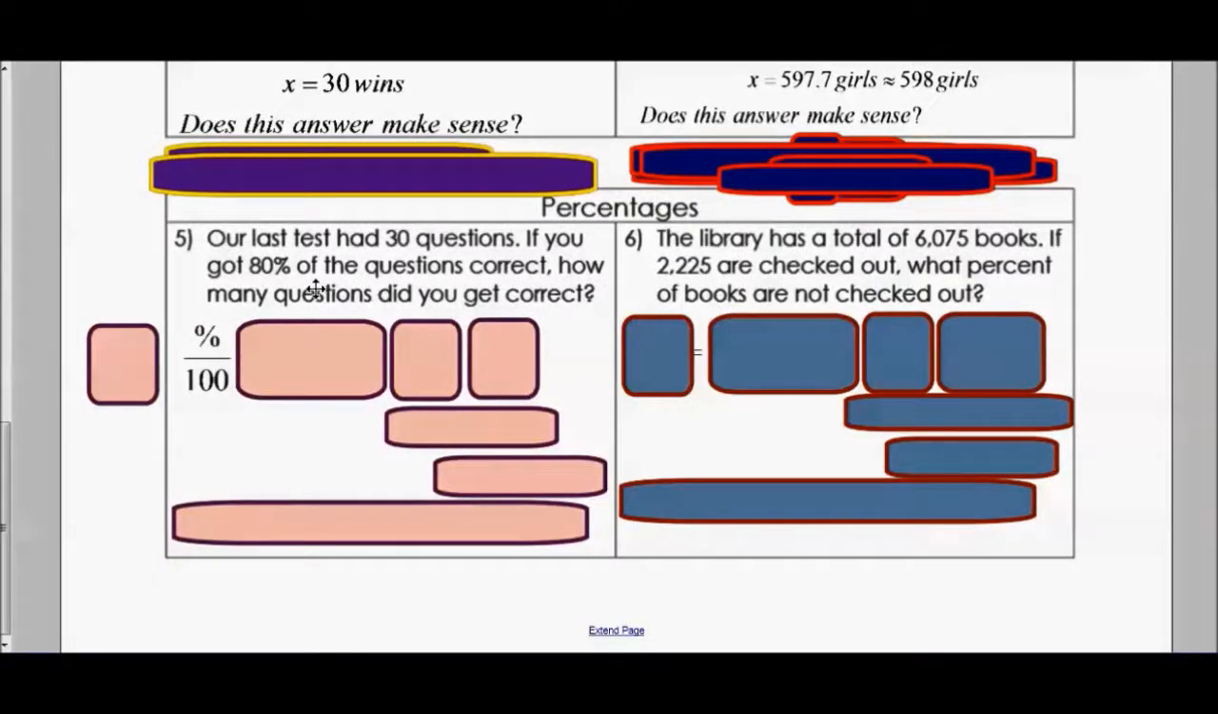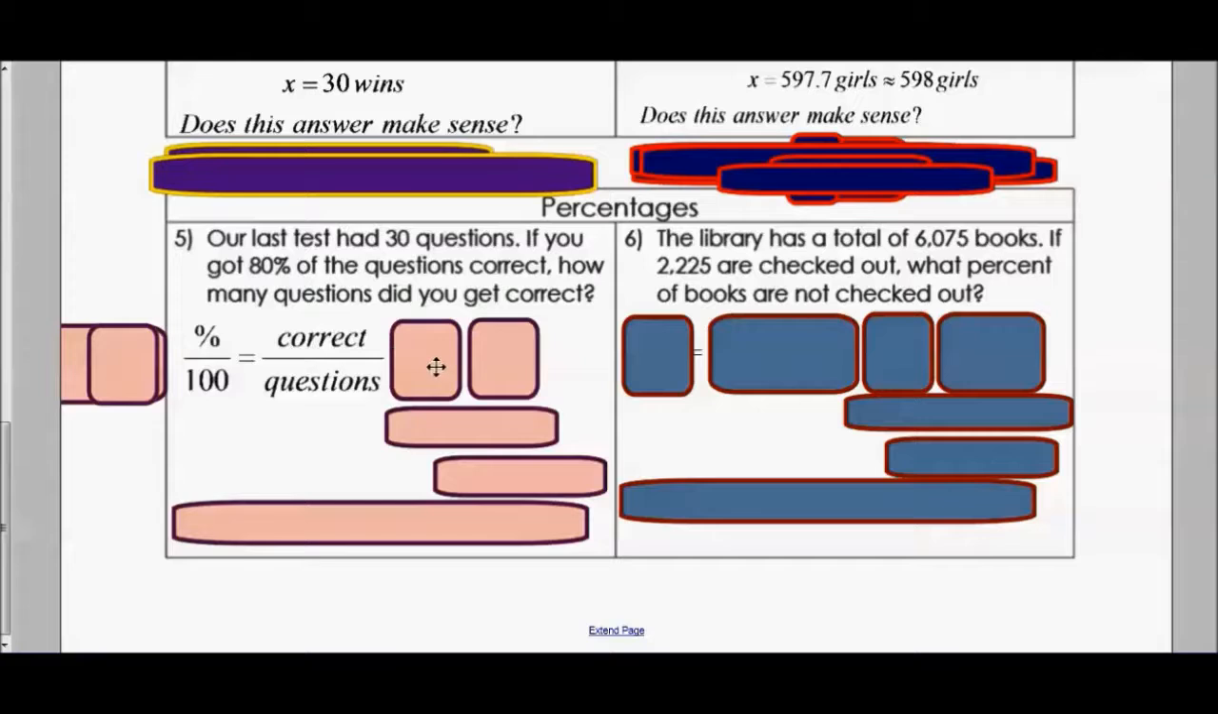Number 5 says that our last test had 30 questions. If you got 80% of the test questions correct, how many questions did you get correct? So, like I said, we're always going to put the percent over 100, but this actually also helps us set up the rest of this proportion. The percent is talking about, in this case, how many we got correct. The 100 on the bottom is talking about all of the questions. That's always the total that we're talking about. This is some part of that total. So this is questions correct compared to just the questions in general.